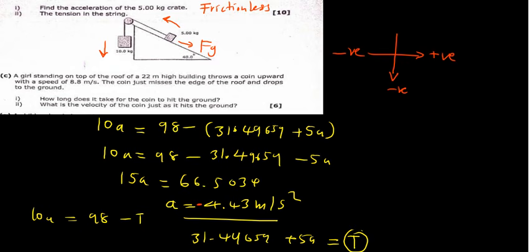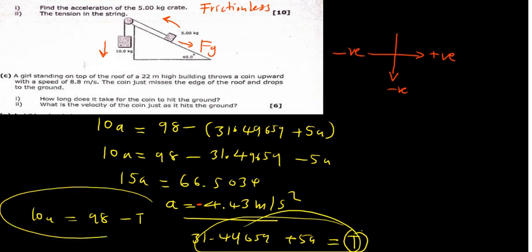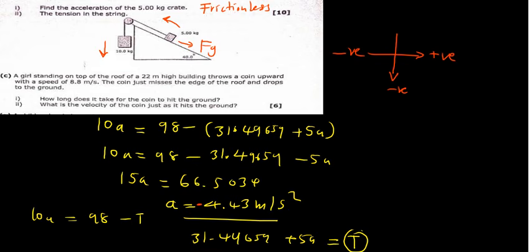The second question, find the tension in the string. Now, since we've already found the acceleration, to find the tension, we've seen the formula is here, or we can just use this one. Any of them is going to be fine. So let me use this. 10 multiplied by the acceleration, 4.43, is equal to 98 minus tension.